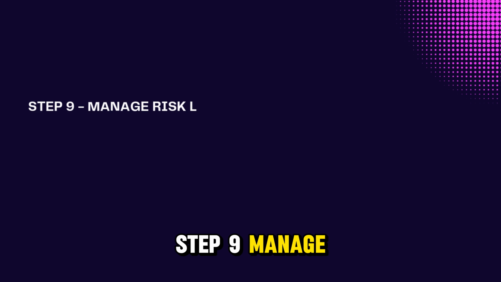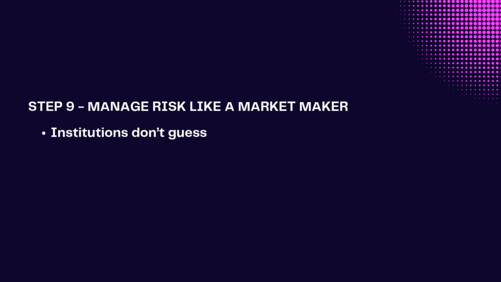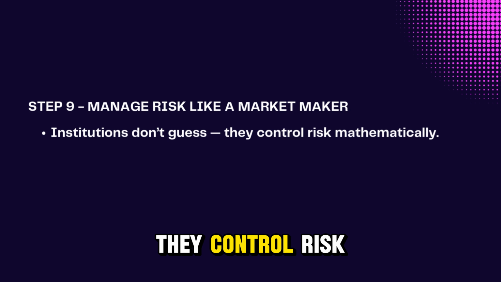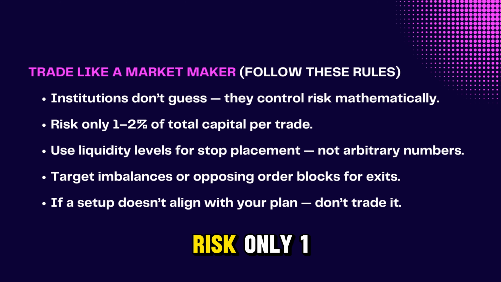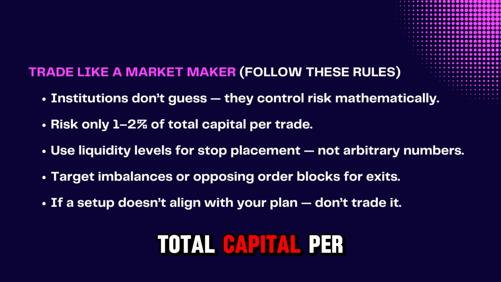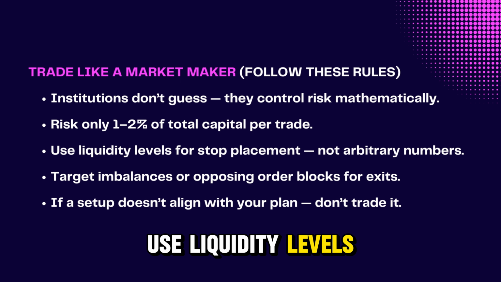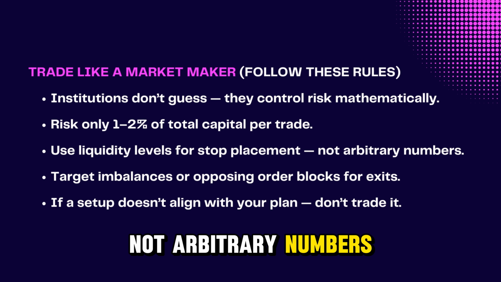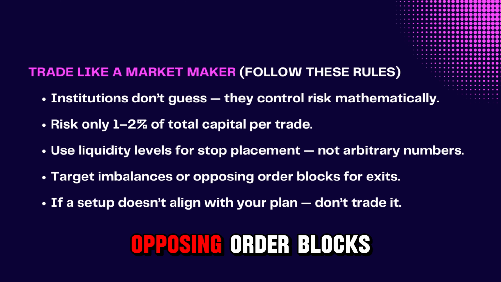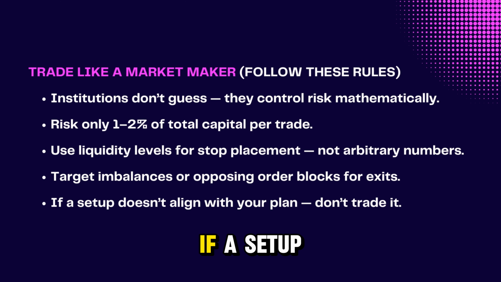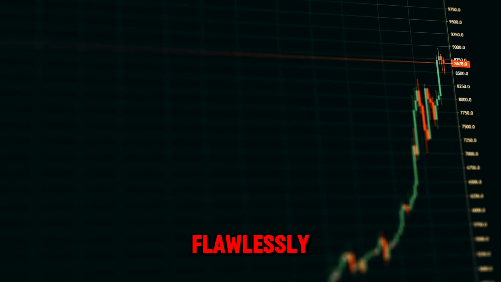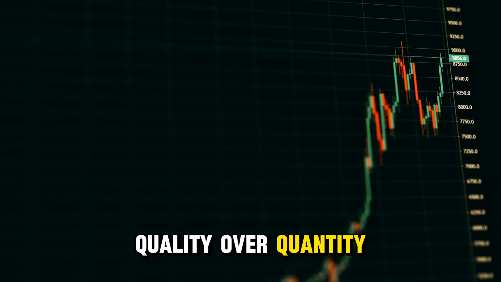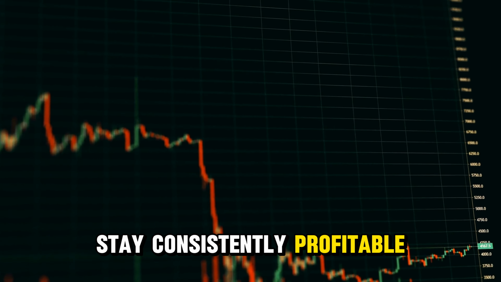Step 9. Manage risk like a market maker. Institutions don't guess, they control risk mathematically. To trade like them, follow these rules. Risk only 1 to 2% of total capital per trade. Use liquidity levels for stop placement, not arbitrary numbers. Target imbalances or opposing order blocks for exits. If a setup doesn't align with your plan, don't trade it. Smart money trades fewer setups but executes them flawlessly. Quality over quantity is how they stay consistently profitable.